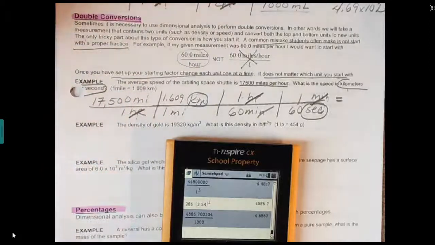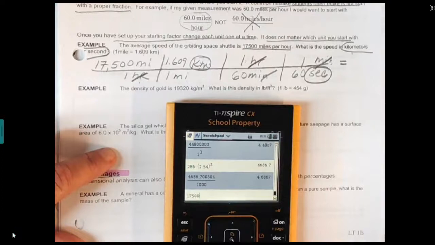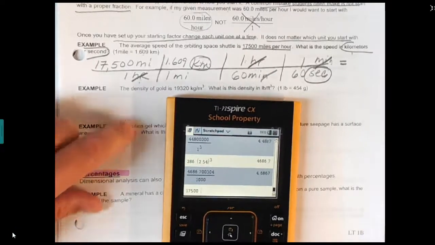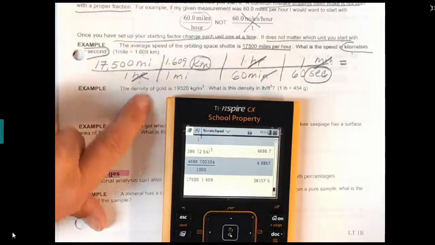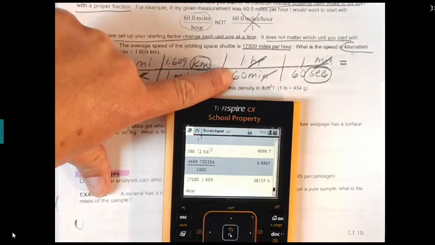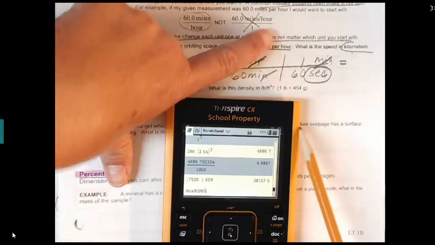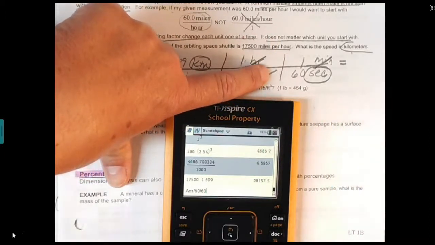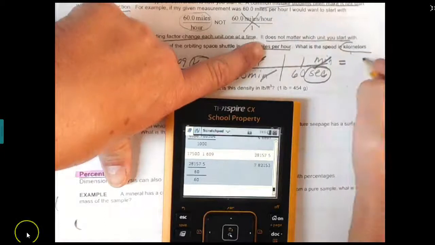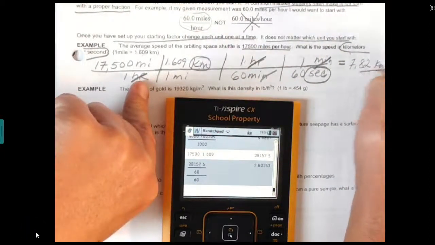So now we'll multiply, put this in our calculator. This is that question you were asking me earlier. 17,500 times 1.609, enter. Divided by 60, divided by 60. Notice I did not multiply, I divided, because denominator is always divide. And so we get 7.82 kilometers per second.